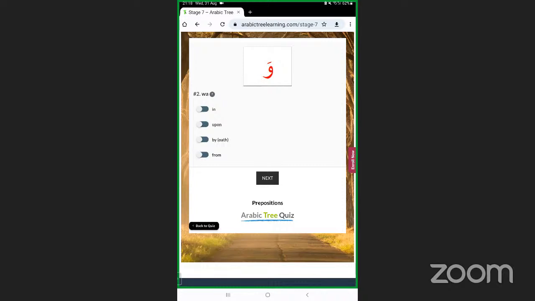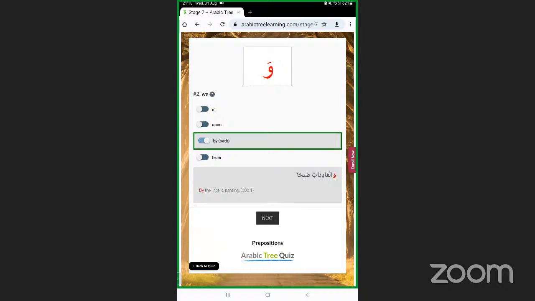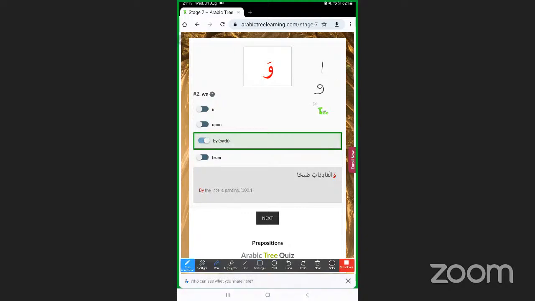It's a particle of oath, wal adiyati. Is there also a meaning behind it, sir? Wa has many meanings, sister. Wa is a multitasking alphabet or consonant. Wa is a long vowel also. Wa is doing many multiple things in Arabic. Wa, alif, and ya, they are multitaskers. That's why they are doing so many things in the Arabic language.